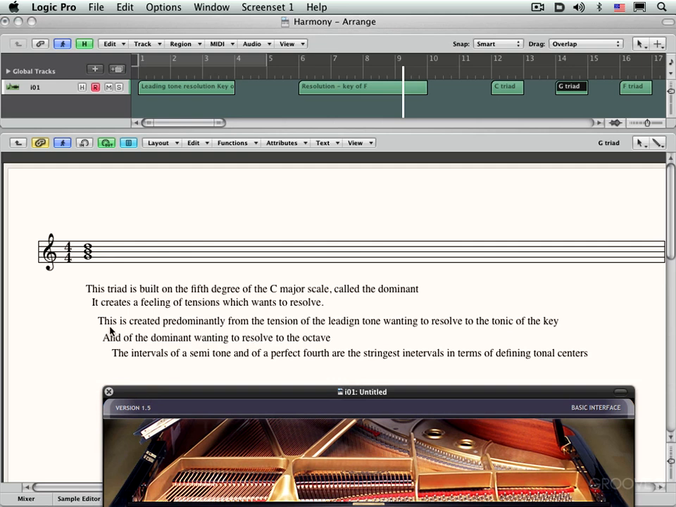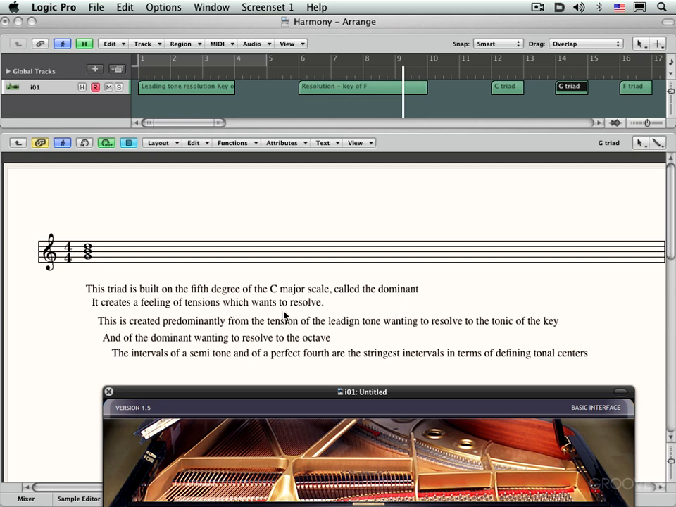So we can summarize here by saying this triad is built on the fifth degree of the C major scale, and it's called a dominant. The G is the dominant function in the C major scale, so this is a dominant triad. It creates a feeling of tension which wants to resolve. There's our root triad, and there's our dominant triad. Root, dominant, root. So that dominant wants to resolve to the root.